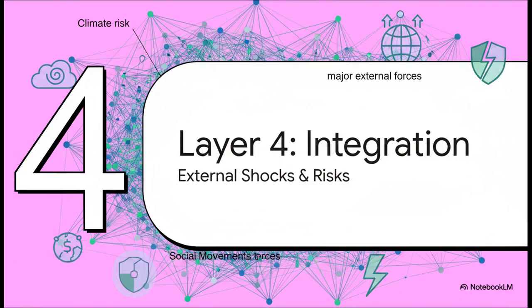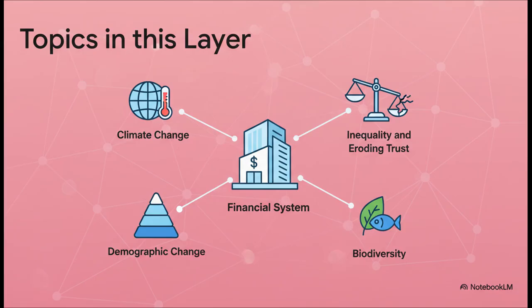For our next stop, we're going to zoom out. The integration layer shows us that finance doesn't exist in a bubble. Not at all. It's deeply woven into the fabric of our society and our planet, and it's constantly getting hit by these major outside forces. This is where the reports connect finance to some of the biggest challenges of our time. We're talking about the financial risks from climate change and losing biodiversity, the economic impact of huge demographic shifts, and how social issues like inequality and eroding trust actually become systemic financial risks.